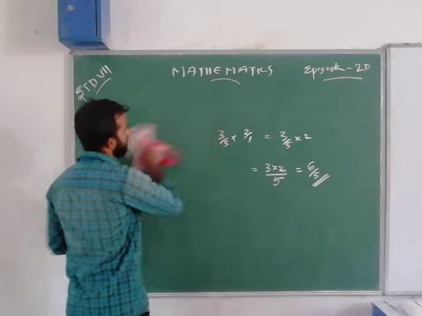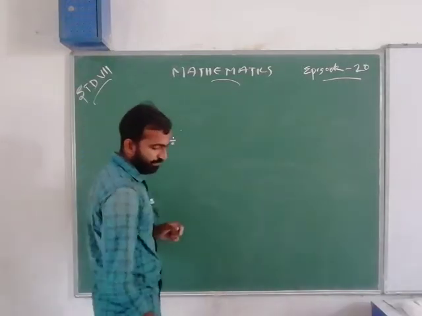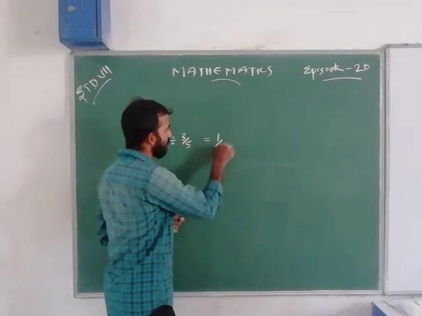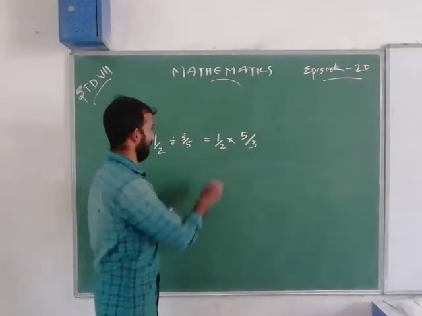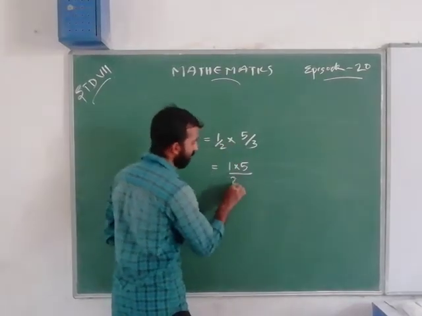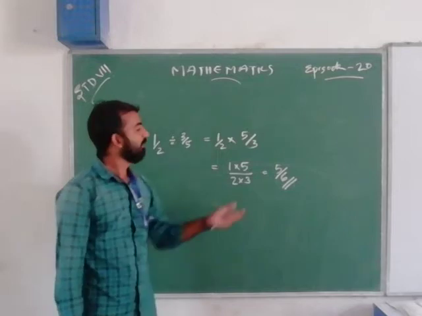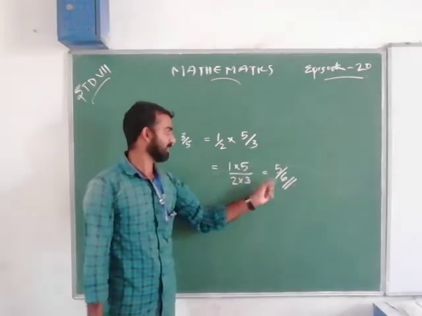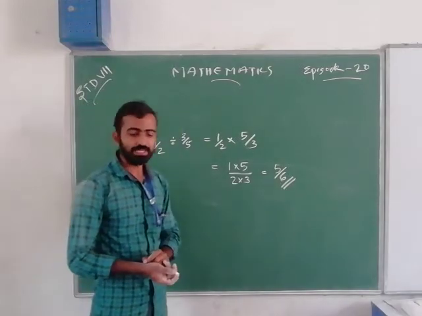And next one is, 1 by 2 division 3/5. Anyone can say the answer? That is 1/2 into 5/3. That is 1 into 5 divided by 2 into 3. That is 5/6. What is the final answer? 5/6. We multiply numerator into numerator as numerator, denominator into denominator as denominator. Okay, that is 1/2 division 3/5. Answer is 5/6.